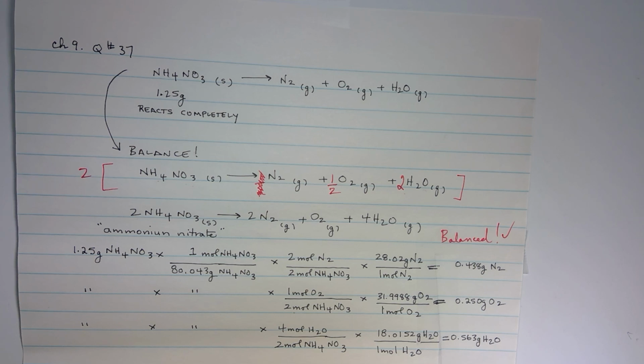And finally, 1.25 grams, ditto, of ammonium nitrate converted to moles of ammonium nitrate, and now converted to moles of water. The 4 moles of water over the 2 moles of ammonium nitrate, you know where it comes from. There's a 4 in the balanced equation as a stoichiometric coefficient, and there's a 2 in front of the ammonium nitrate. So quite literally, it's telling me that 4 moles of water form for every 2 moles of ammonium nitrate consumed. And finally, convert that to a mass. So that's how we do it.